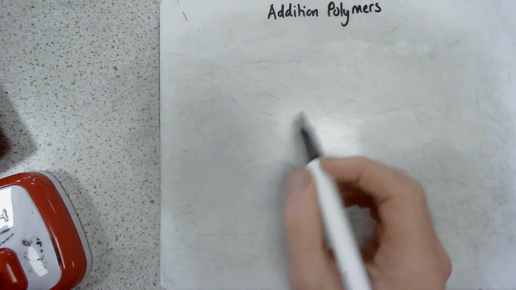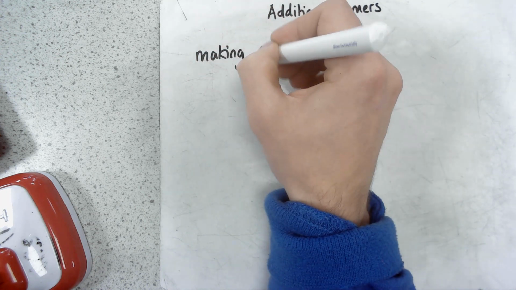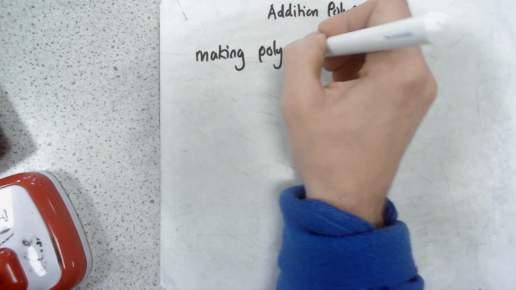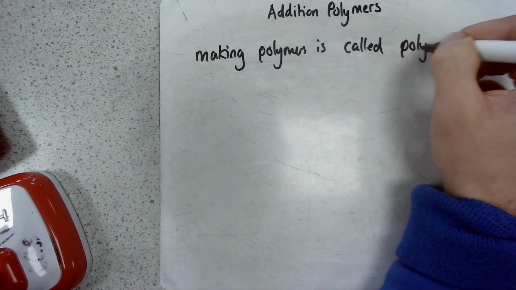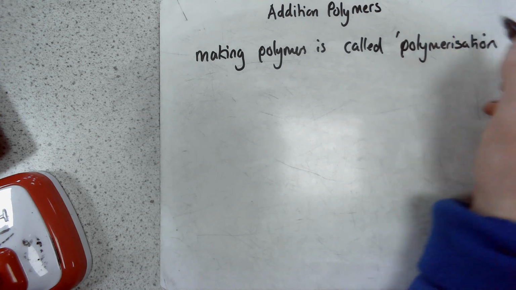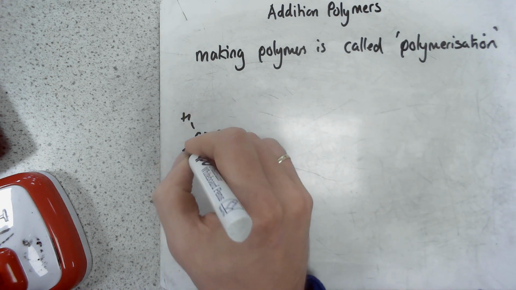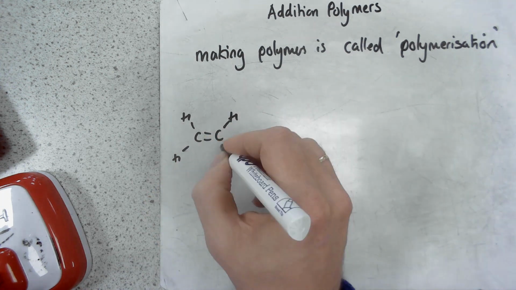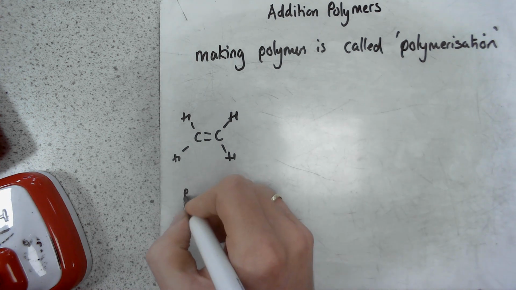Now the process of making polymers is called polymerization. So let's polymerize ethene. So here's my monomer. Again, for those of you doing the organic chemistry unit, you need to be able to draw ethene, so I'd expect you to be able to draw it, but for now I've given it to you. There's ethene, and we'll label it underneath.